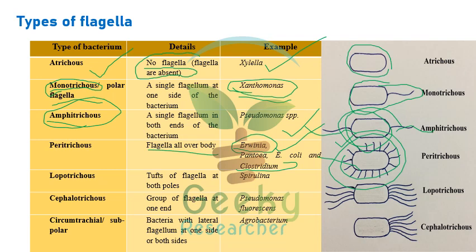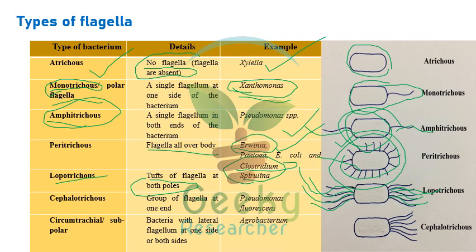And lophotrichous, tufts of flagella at both ends. Here in lophotrichous, a tuft of flagella, which means more than one flagellum, say 3 or 4, for example, is present on both ends, not one end but both ends. That is called lophotrichous. The best example is Spirillum.